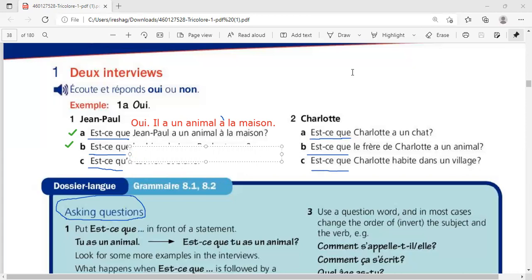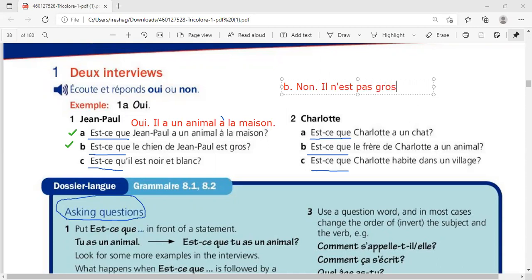I don't have space here, so I'll write it below. Okay, I'm writing the second answer here. No, il n'est pas gros. It should be the answer. No, il n'est pas gros. No, he is not fat.